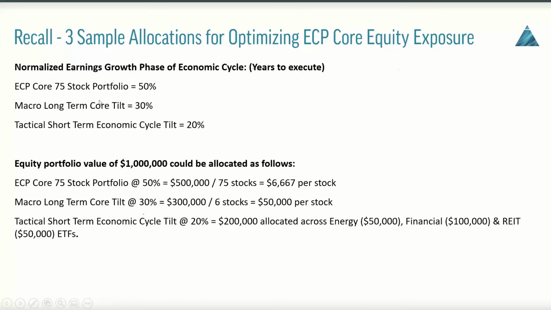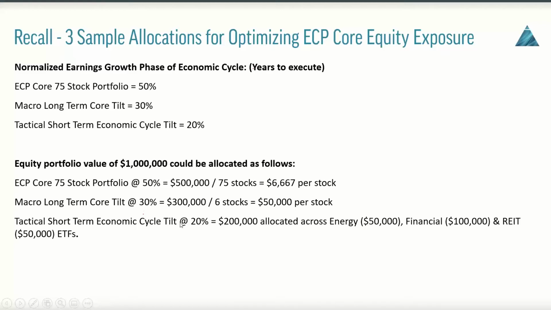So how would this actually look? The equity portfolio value of, let's say you had $1 million, could be allocated as about $500,000, again 50% divided by the 75 stocks. So it's literally just an equal dollar allocation, $6,667 per stock. You've got a macro long-term core tilt. It's literally 30% of that million, or $300,000, divided by 6 stocks. It's literally $50,000 invested in each stock.